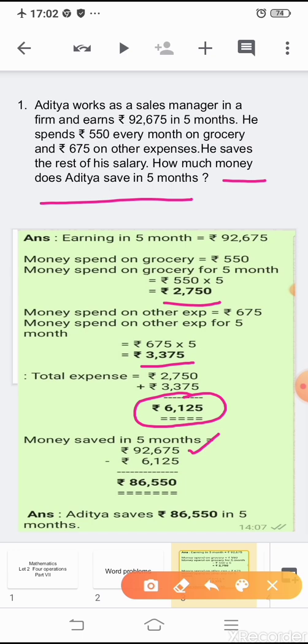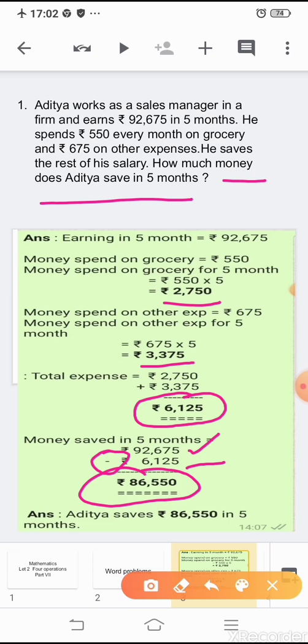Now how much did he save? That means 6,125 he has spent, out of 92,675 rupees. So we will subtract 6,125 rupees. Now after subtracting this, what is the answer? We have already learned how to subtract a number. You will get how much he has saved. That is, the total amount he has saved is 86,550 in 5 months. Okay.